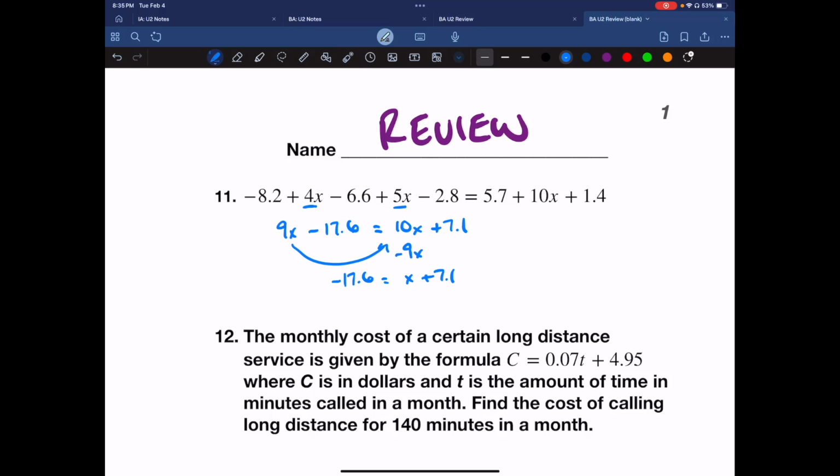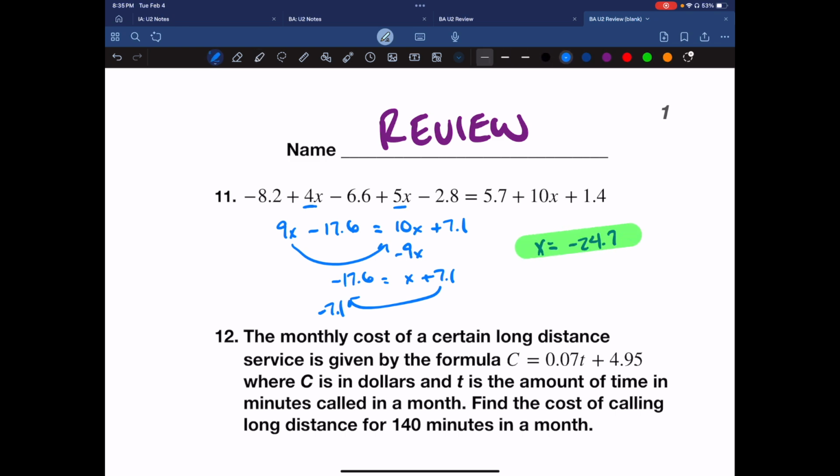And again, I say it would be too complicated to get rid of the decimal because you see here with one movement, I'm down to a single variable. Like I don't have to divide or anything. Within one movement, I've got my x. Now I just need to get it by itself. So I'm going to subtract 7.1. And so that's going to be x equals negative 24.7.